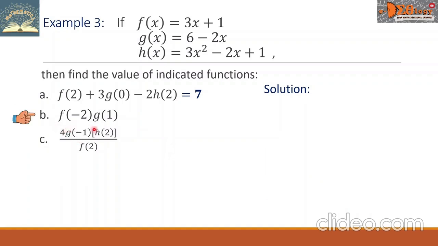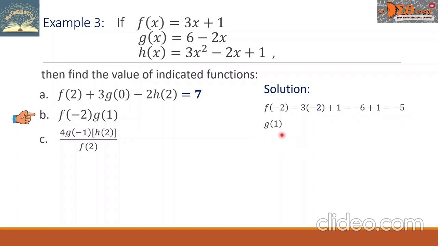f of negative 2 times g of 1. Let's evaluate the f of negative 2, also the g of 1. Let's begin with f of negative 2. Our f of x is here. So f of negative 2 is 3 times negative 2 plus 1. 3 times negative 2 is negative 6, plus 1 equals negative 5.